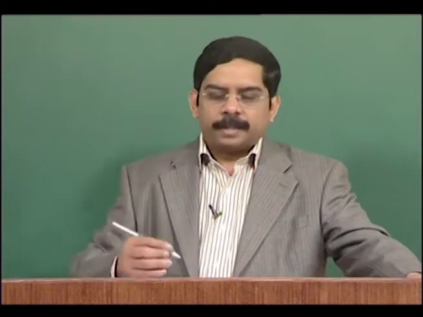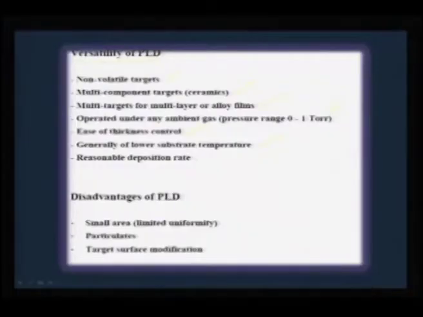For example, if you want to prepare polymer films, then you can prepare at room temperature. If you want oxide films, you can prepare at 800 degrees C. So you have flexibility to play around with the substrate temperature, and deposition rate can also be fine-tuned.